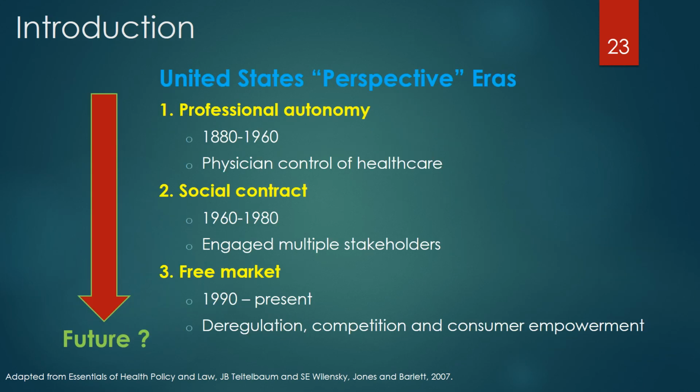Health policy and law in the United States has been influenced by three sequential eras, including 1, the professional autonomy, 2, the social contract, and 3, the free market perspective eras. The professional autonomy era lasted from approximately 1880 to 1960. During this era, policy and lawmakers allowed physicians to control the delivery of health care, including payments, clinical licensure, defining standards of treatment, the type and amount of information provided to patients, the determination of medical negligence, etc.